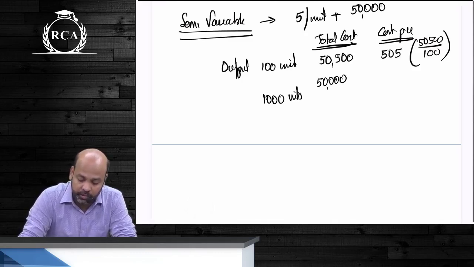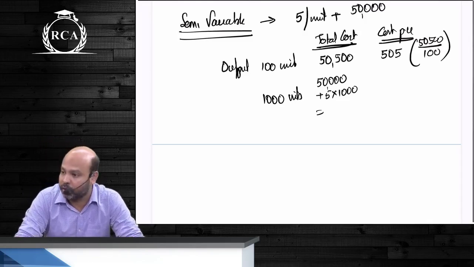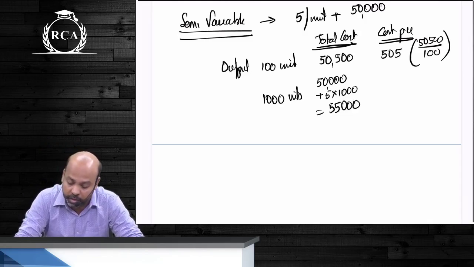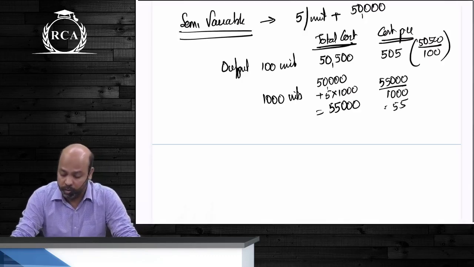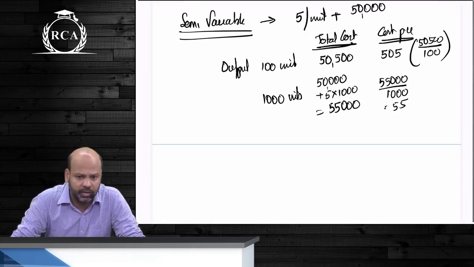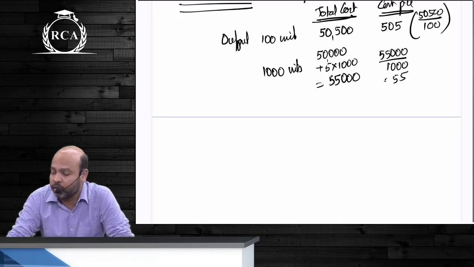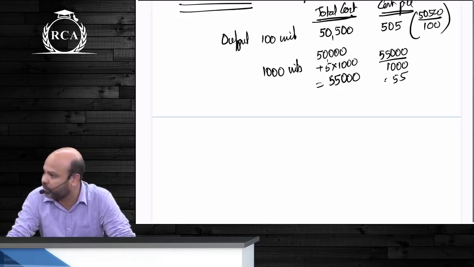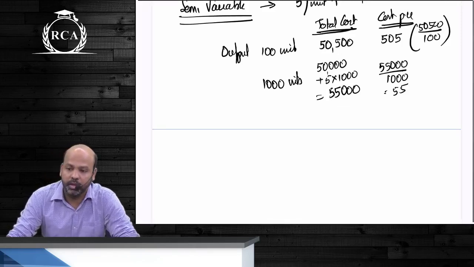The fixed component does not change. Variable component is 5 rupees per unit. We will incur that for 1000 units. The total amount that you will be incurring would be 55,000. This 55,000, if you divide by 1000 units, what's the cost per unit? 55,000 guys divided by 1000 units, the cost per unit is going to be 55 rupees. So your total cost is not constant, your cost per unit is also not constant. Are we understanding this? This is if the expenditure is semi-variable. Any doubt in this part?